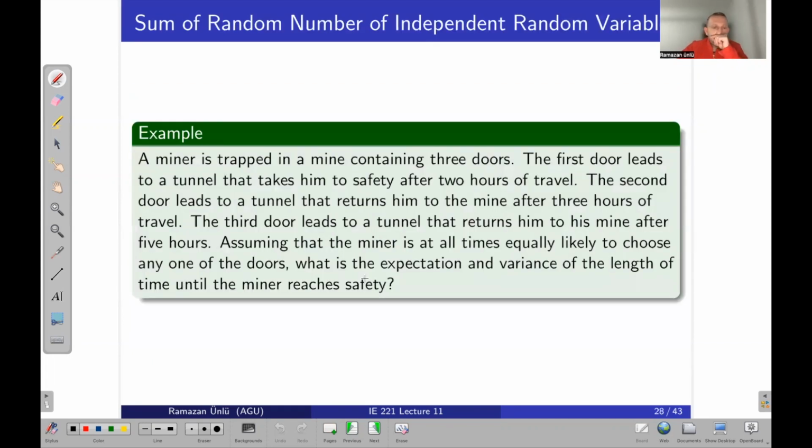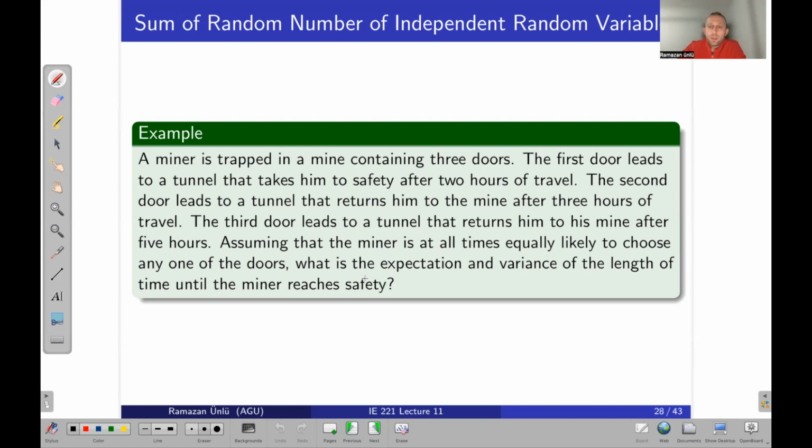Okay, so let's look at another example, which is again the miner example. And please remember the question. There is a miner, and there are 3 doors. If he chooses the first door, he will escape from the mine within 2 hours. If he chooses the second or the third door, he will spend 3 and 5 hours respectively, and he will come back to the mine. And then again, he needs to choose another door. And the question is, what is the expectation and the variance of the length of time until the miner reaches safety, so the escape from the mine?